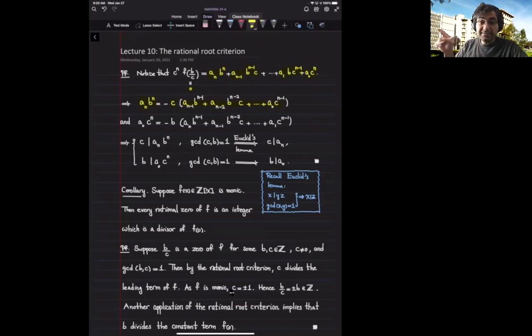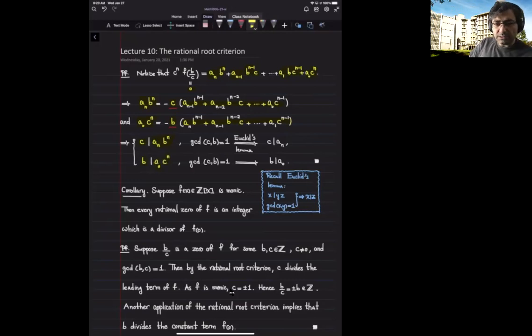Similarly, I can work with the last term, and I get that A sub 0 times C to the n is, again, the rest of the terms have a B in common. I can factor out B. So again, it's not very important what the rest are. The important part is that we have a C here and we have a B here. What does that mean? This means that C indeed divides A sub n times B to the n, and B divides A sub 0 times C to the n.